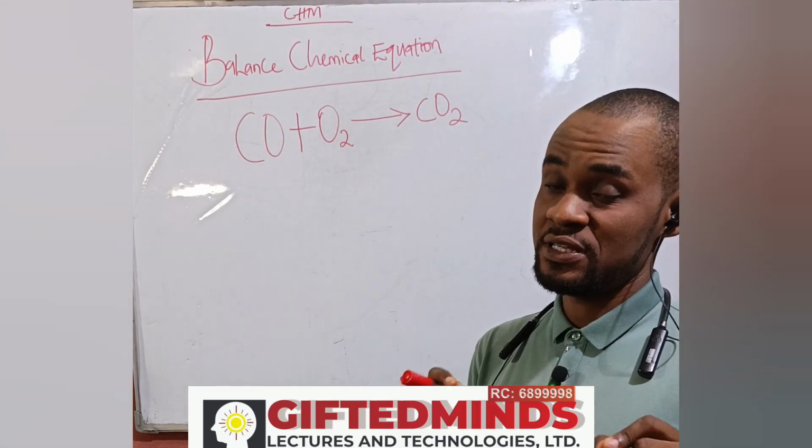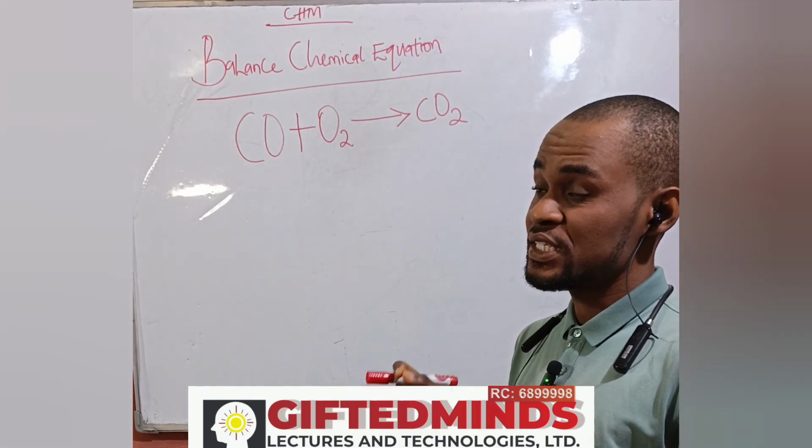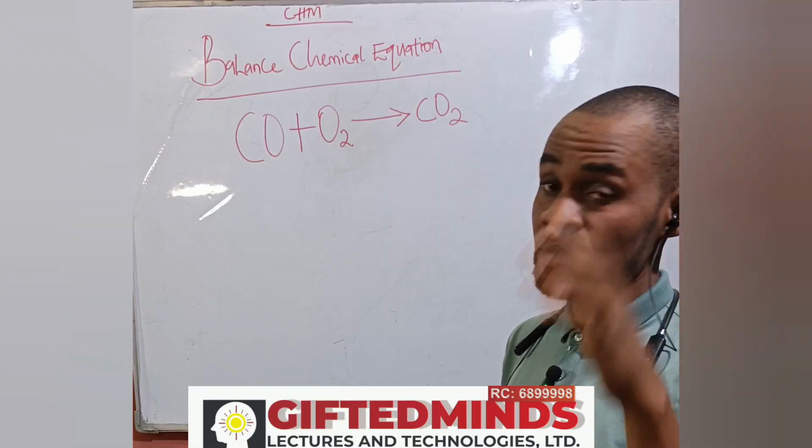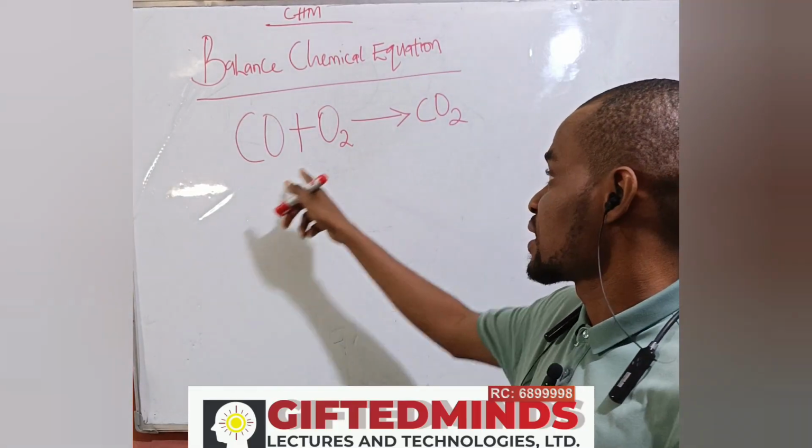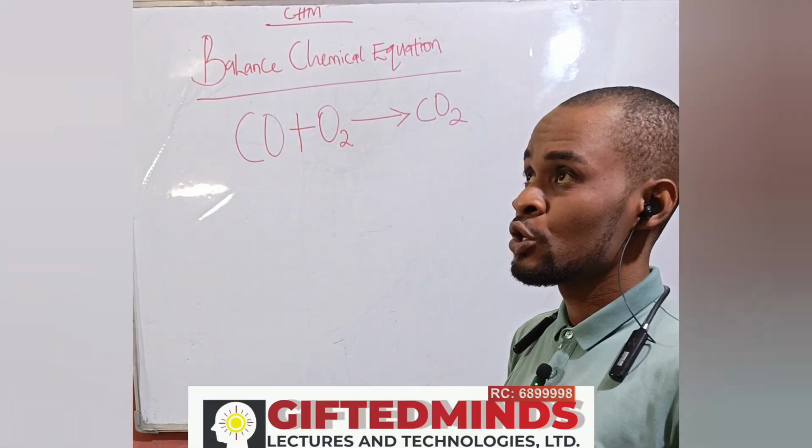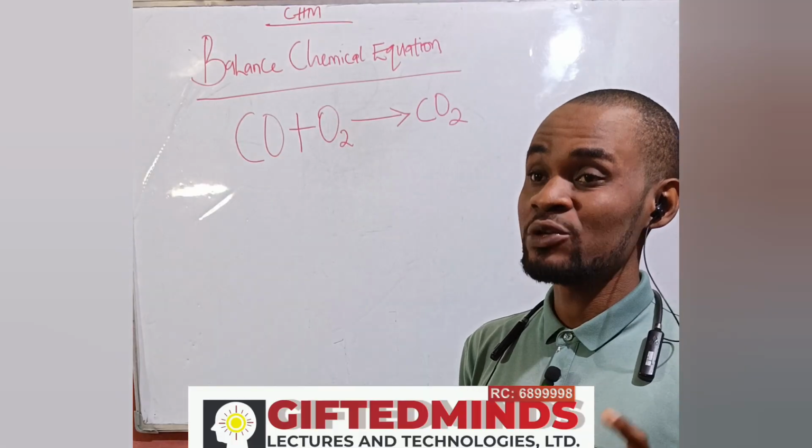Okay, now I want to show you something fast because some students ask me to teach them, or to show them, how to balance chemical equations. I just want to use this one as a case study. Before the chemical equation, first of all, the reason why we balance chemical equations is just to obey one law.